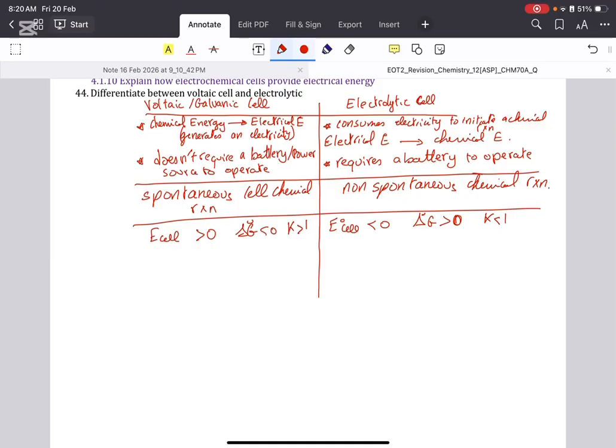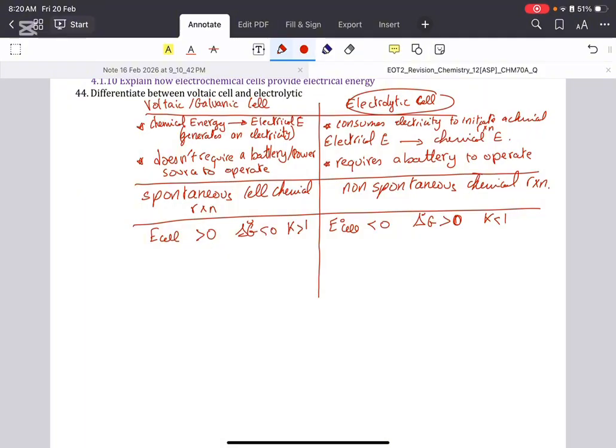So the electrolytic cell requires a device to operate. It uses electrical energy to let the reaction start. The other one doesn't.